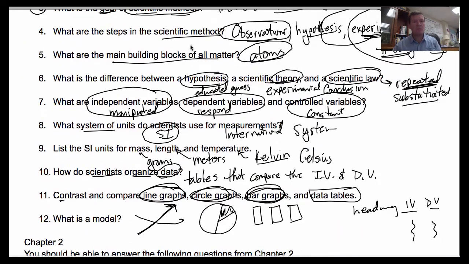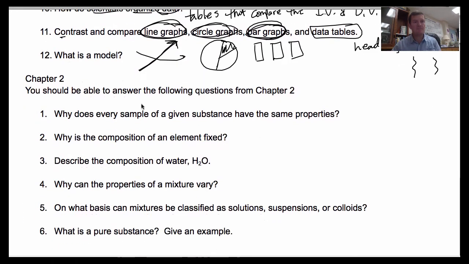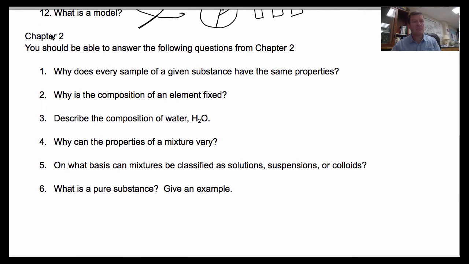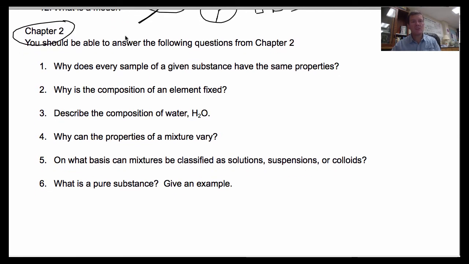So chapter 1 was all about an introduction to science and some of the basics of the scientific method and data collection. In chapter 2, we talked a lot about properties and substances and mixtures. Every sample of a given substance has the same properties. A substance really is a pure substance, so we might think of something like an element or a compound.